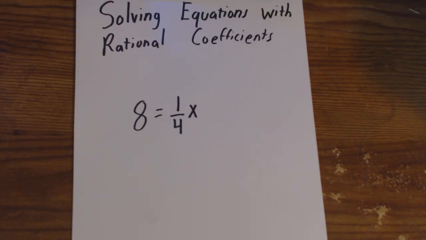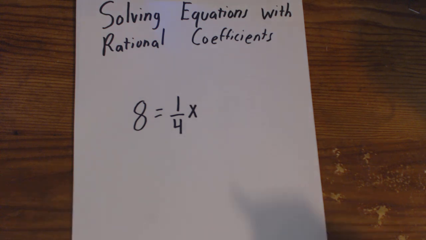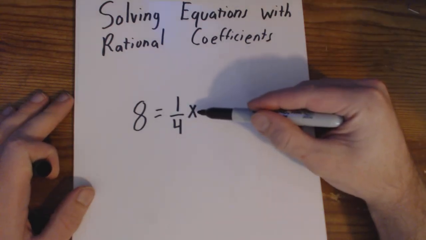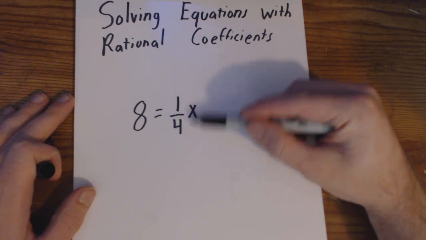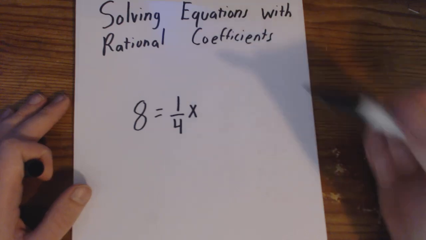Today we're talking about solving equations with rational coefficients. So here we have an equation. And coefficient, remember, a coefficient is a number that's attached to a variable by multiplication, in which case 1/4 times x. The coefficient is rational, okay? It's not a whole number, it's a fraction.